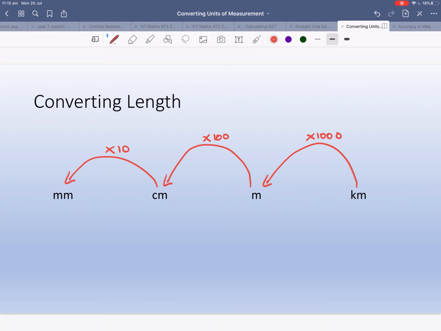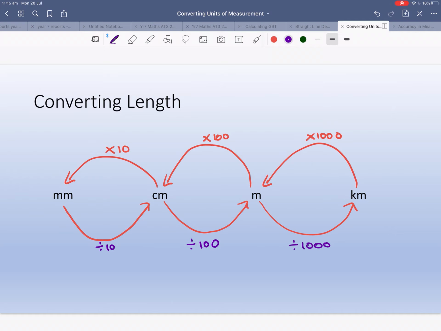Now we have to go the other way, and the other way we're just going to do the opposite. All right. So what's the opposite of times 10? It's divided by 10. Opposite of times 100 is divided by 100. And finally, the opposite of times 1,000 is divided by 1,000. Okay, and we have our flow diagram. Now this you can build and make at any time, and then it just keeps you honest every single time.